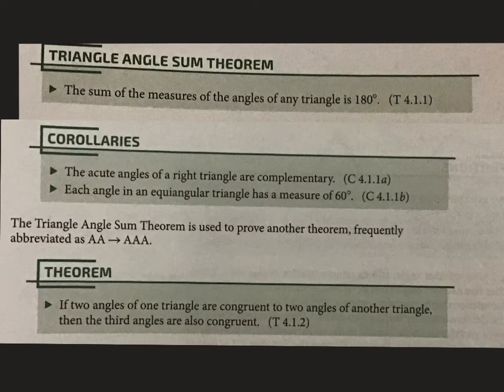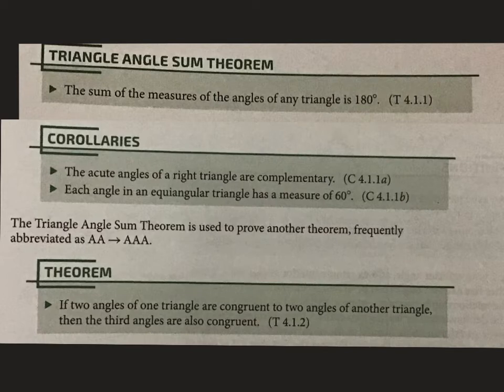So again, the first one is the sum of the measures of the angles in a triangle is 180 degrees, right? So the three angles in a triangle will always add up to 180. And then we've got corollaries, which are just other things that we can assume because of some of these theorems that we know. It's not technically a theorem itself, but it's just another thing that we know and can assume to be true.